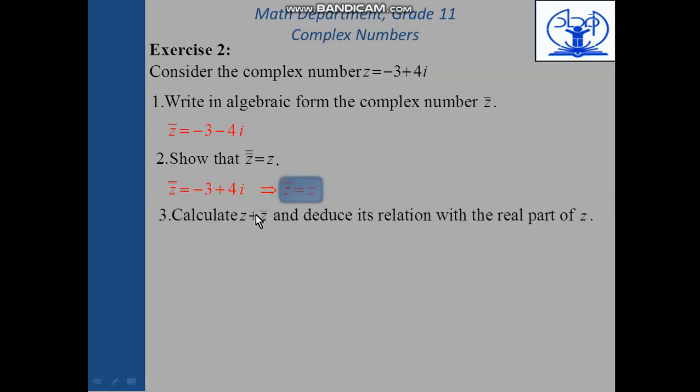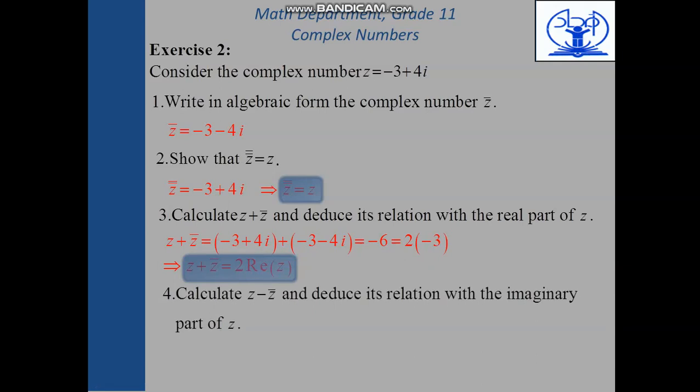Calculate z plus z bar and deduce its relation with the real part of z. z plus z bar is equal to, we add this one and this one. You can check here, 4i minus 4i is simplified. Minus 3 and minus 3 is equal to minus 6, which is equal to 2 times minus 3. Minus 3 is the real part of z. So finally, z plus z bar is equal to 2 times the real part of z. This is a rule.